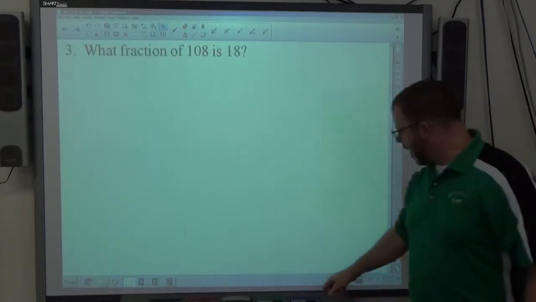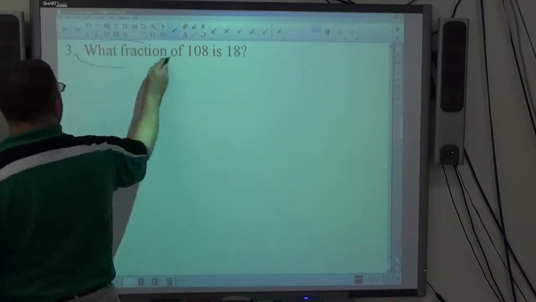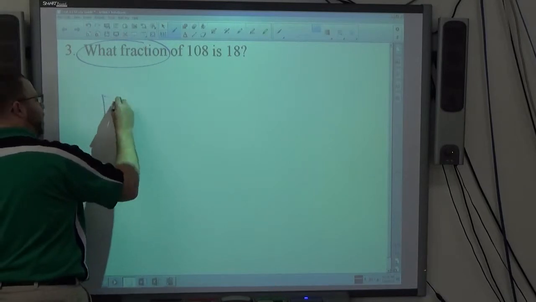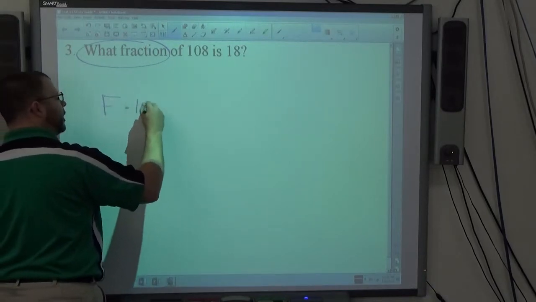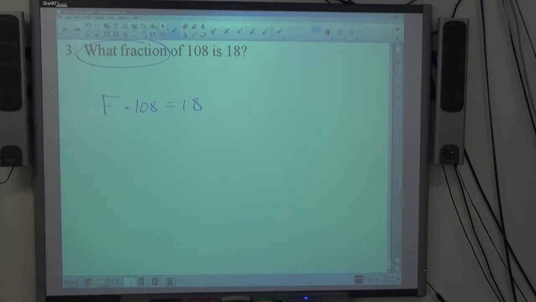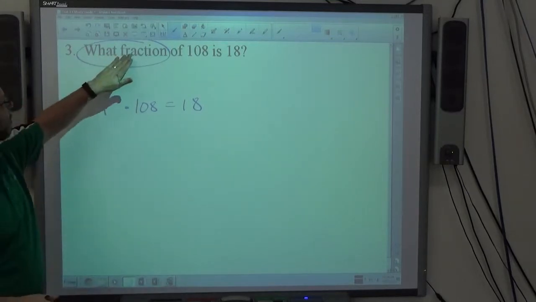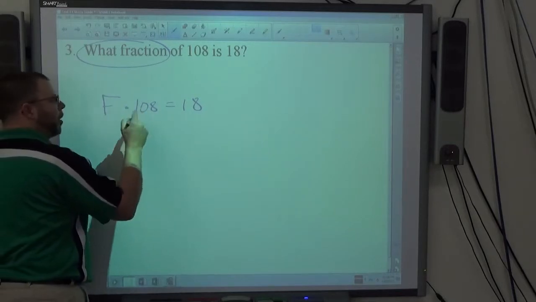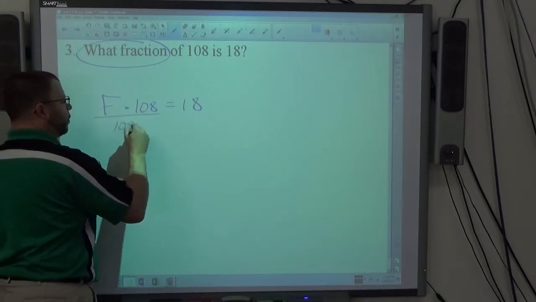Number 3, what fraction of 108 is 18? So what fraction of 108 is 18? Just a direct translation of the words into an equation. Anytime you have "fraction of," that means multiplication. The fraction is being multiplied by 108, so divide both sides by 108.